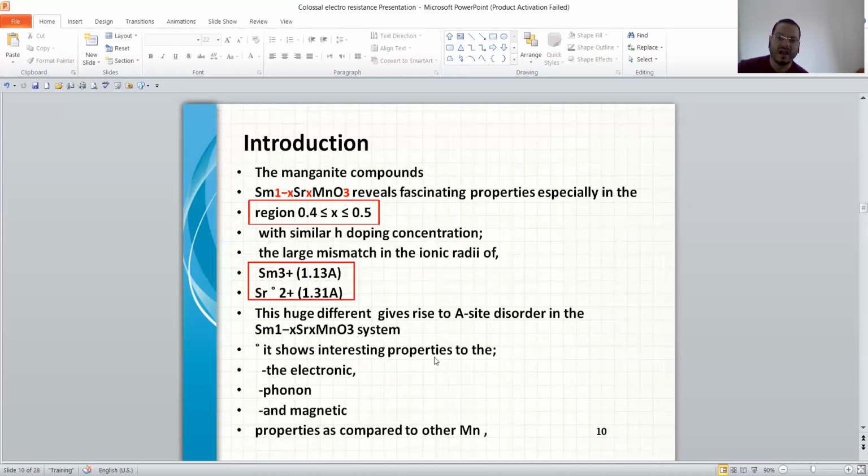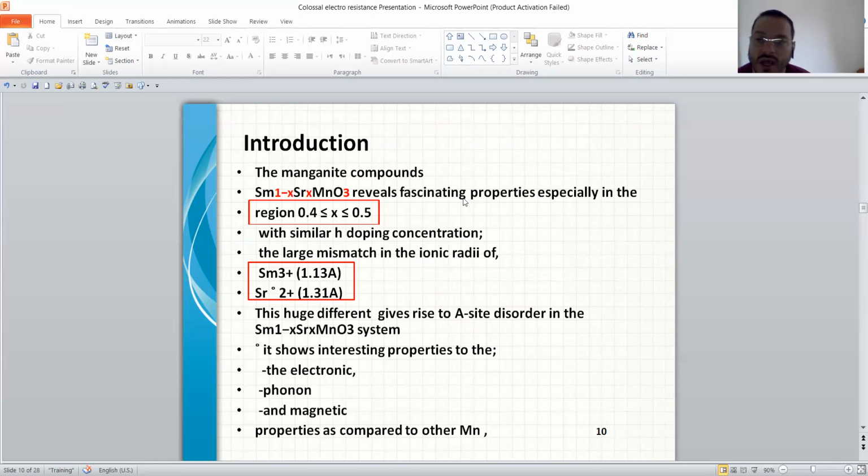Here, the magnetic compounds with this structure have interesting properties, especially in the region where x is smaller than or equal to 0.4, and bigger than or equal to 0.4 and smaller than or equal to 0.5. This shows us interesting properties between these two numbers inside this region.